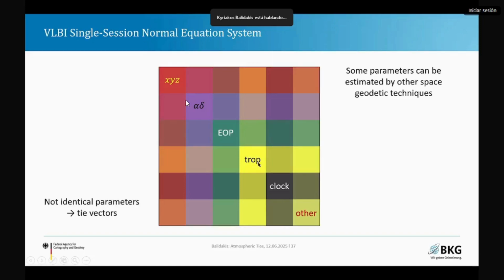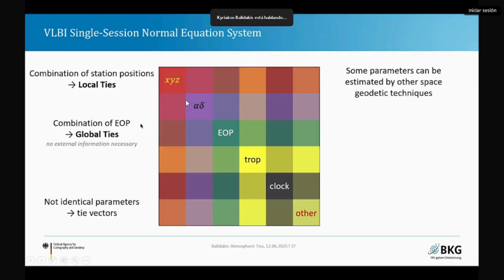So if the parameters are not identical, then we need to have these so-called tie vectors. So we have, first of all, the local ties. When we're going to combine station coordinates, when we combine Earth orientation parameters, we have the global ties. Here, the vector is implicitly 0 because the same Earth rotation parameters that we estimate using VLBI data are the same Earth orientation parameters we expect to estimate using SLR or GNSS or DORIS.